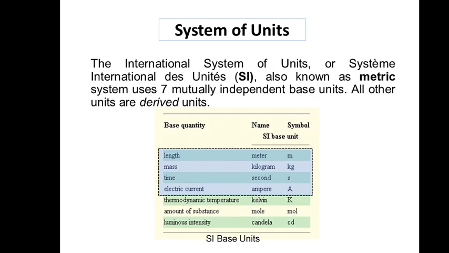Amount of substance, any substance, you can say molecules. That is the mole, symbol mol. Luminous intensity: the name of that unit is candela, and cd is the symbol for that. Based on these 7 units, all the remaining units we can derive. These are the base units of the SI system.